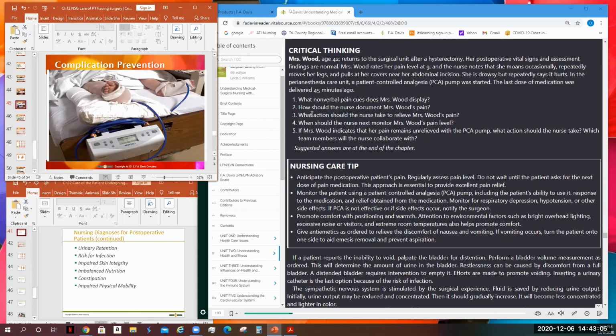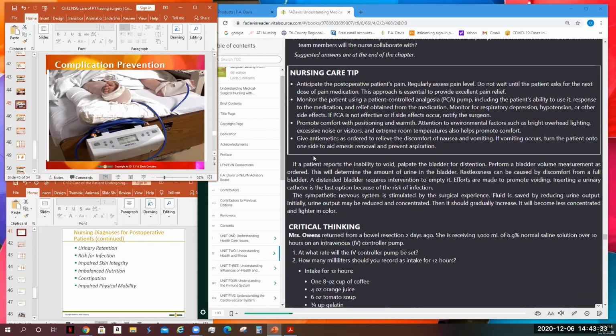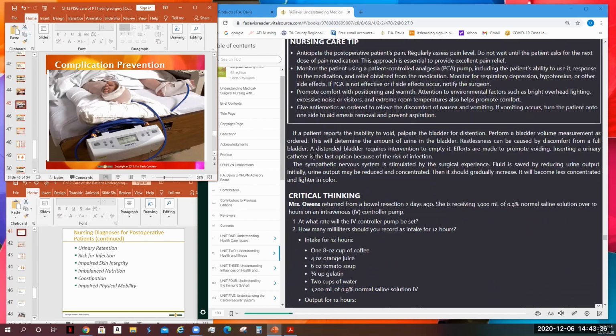Number 5, if Mrs. Wood indicates that her pain remains unrelieved with the PCA pump, what action should the nurse take? Which team members will the nurse collaborate with? Document pain level, such as on a scale of 0 to 10. Collaborate with the surgeon to report inadequate pain relief. Nursing care tip: Anticipate the postoperative patient's pain.